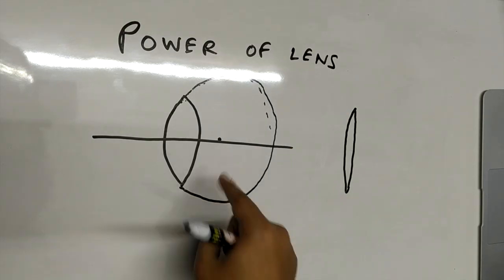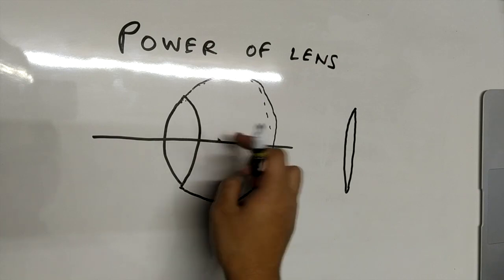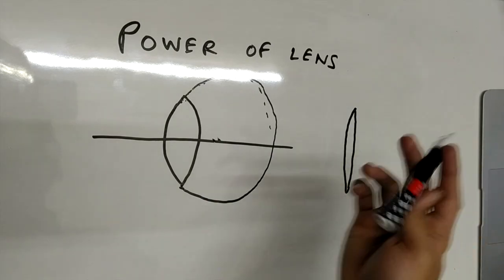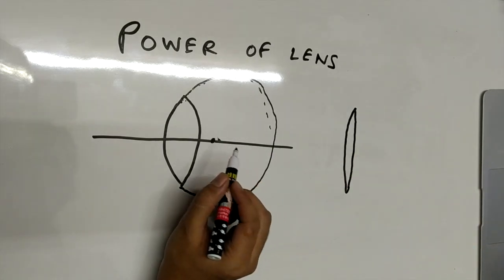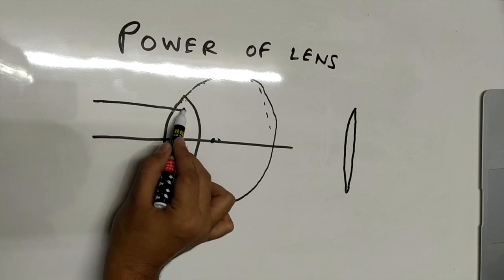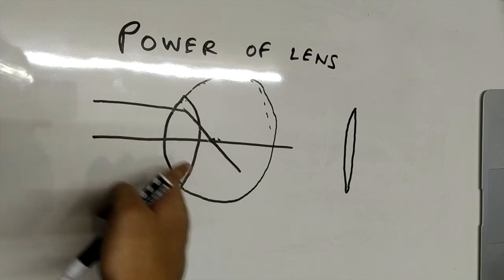So the center will be somewhere here, and the focus should be even nearer, somewhere here, because it should be half of the radius, no? So whatever ray comes parallel to the principal axis should go to the focus. See how much it has bent.